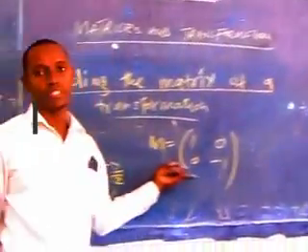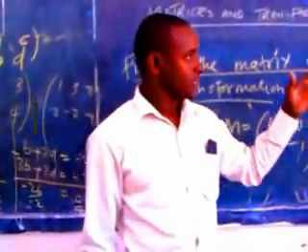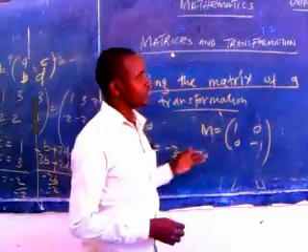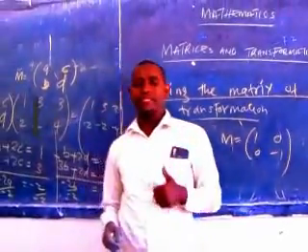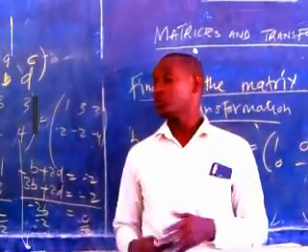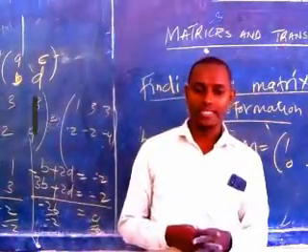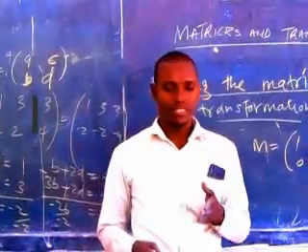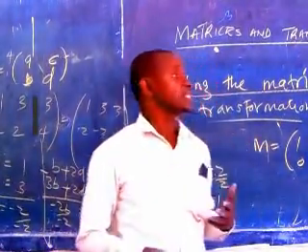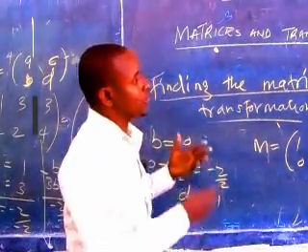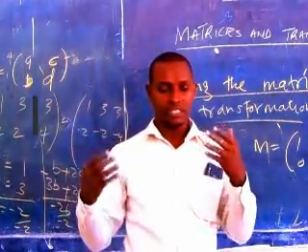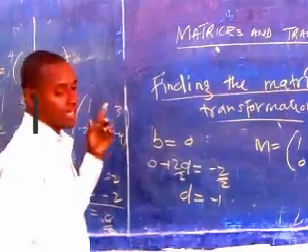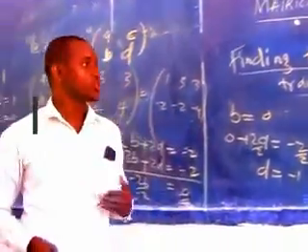In our lesson today, the objectives were, number 1, we defined matrices and transformation. Number 2, we stated the types of transformation we learned earlier in Form 2. Then, how to identify what kind of transformation a certain matrix is representing. And lastly, finding the matrix of a transformation: given a certain transformation, we find the matrix. And that is the end of our lesson.